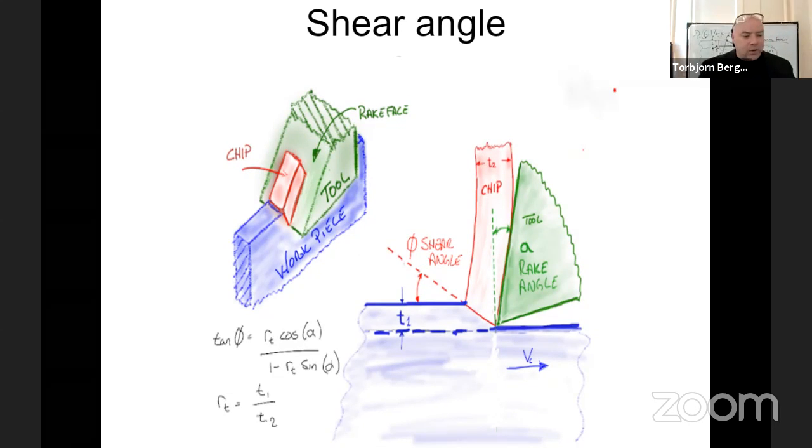Except when I did it this time, it was a Sunday morning. I was sipping coffee. I was playing with my new tablet with the stylus and the new art program. I'm trying to figure out how to draw pictures to explain this stuff. And so we've got our rake angle. We see that measured there. We've got our uncut chip thickness. We've got our chip thickness, and we've got a shear angle.